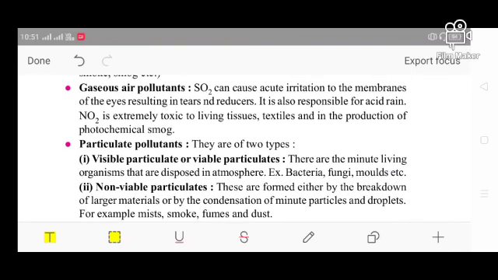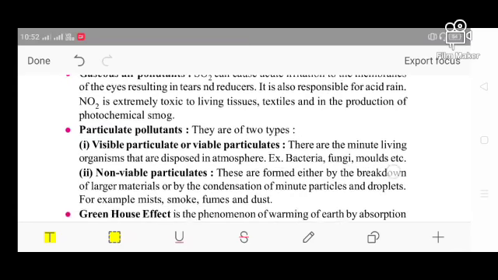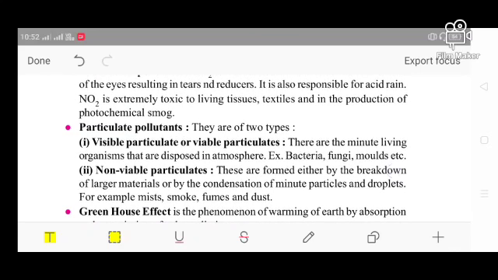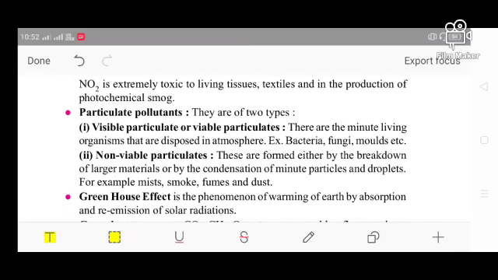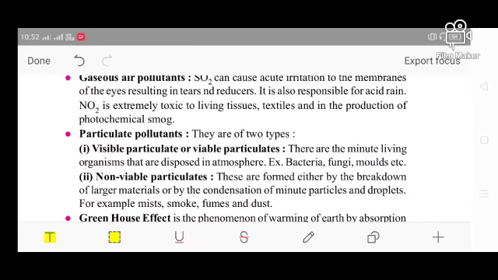Among gaseous air pollutants, sulfur dioxide can cause acute irritation to the membrane of the eyes, resulting in tears and redness. It is also responsible for acid rain. Nitrogen dioxide is also extremely toxic to living tissues and textiles, and is responsible for the production of photochemical smog. So these are the basic adverse effects we face day by day from sulfur dioxide gas and nitrogen dioxide gas.